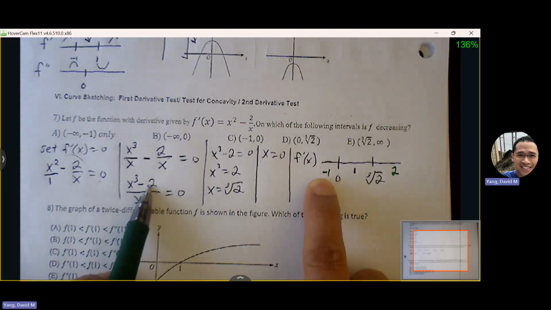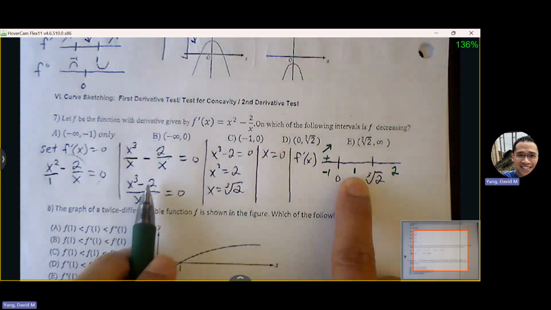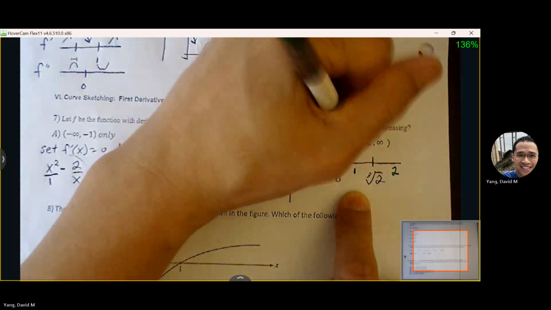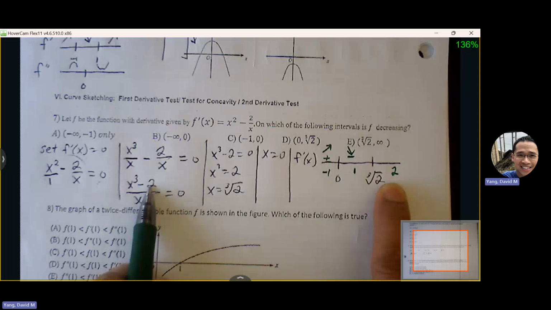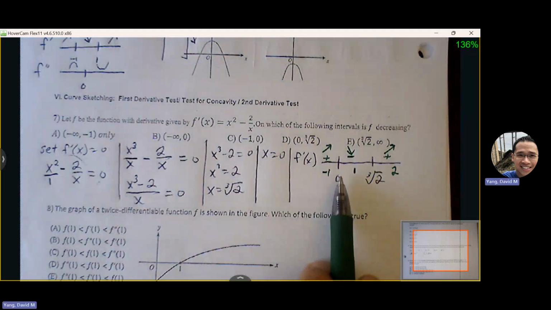We get negative 1 minus 2, that's negative. Negative over negative is positive. Plug 1 in, 1 minus 2 is negative. Negative over 1 is negative. And then plug 2 in, 8 minus 2 is positive. Positive over 2 is still positive. So decreasing is going to be on this interval here from 0 to cube root of 2.